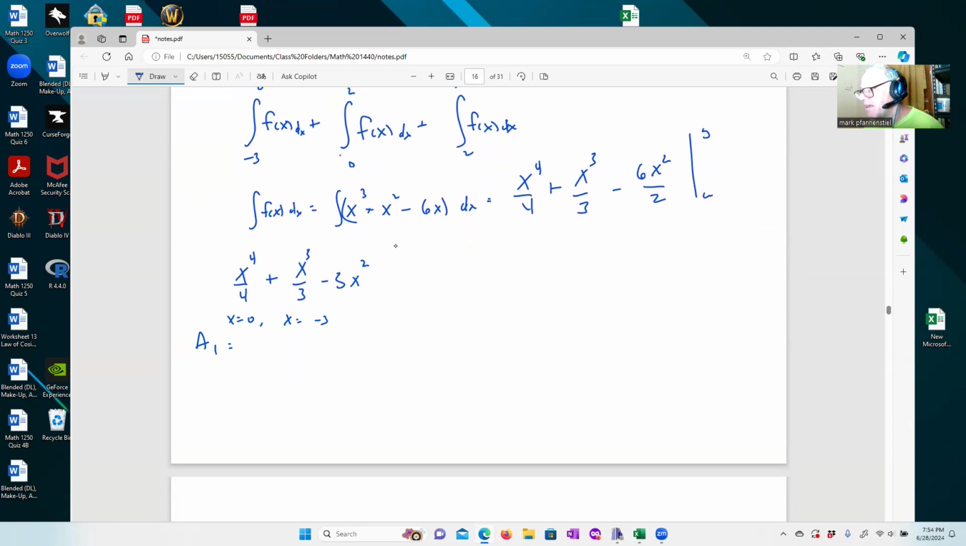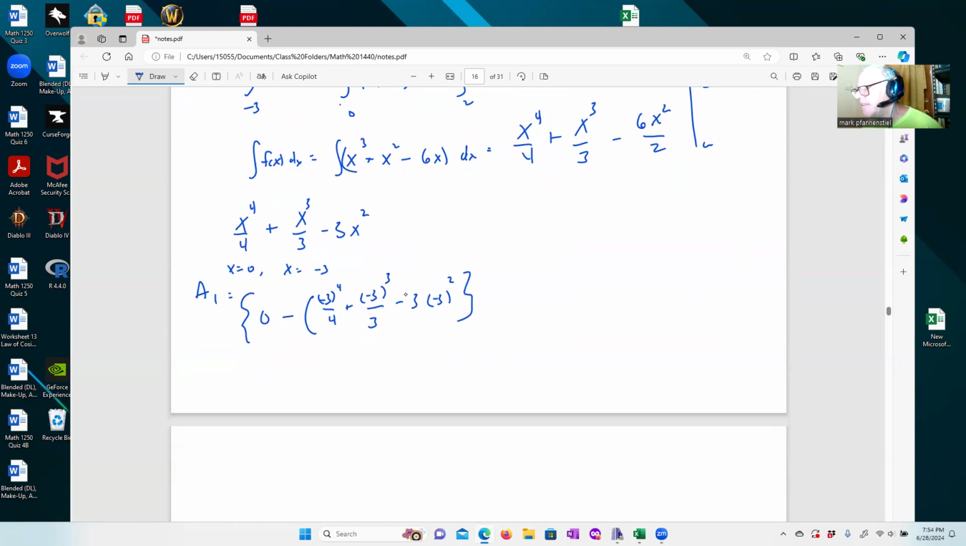So if I type in my 0, this one's pretty easy to deal with, right? We end up with 0 minus, and then I've got to deal with the x equals -3. So I've got -3 raised to the 4th power over 4. Be careful with your signs, be careful with your parentheses. Plus -3 cubed over 3 minus 3 times -3 squared. Okay, so that's what we're dealing with in our first area. Again, this is a little bit slow. Don't forget your minus signs on the outside here.